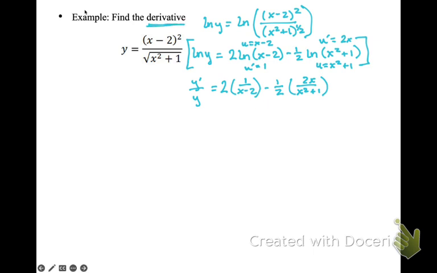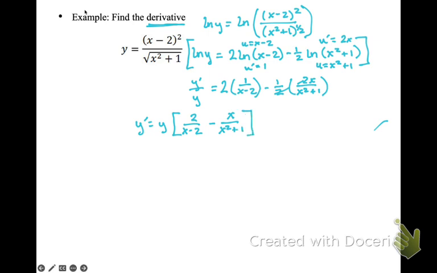But on the left-hand side, I have an extra what? Y. I have an extra y, so I need to multiply the entire right side by y. So I now have y times 2 over x minus 2 minus, the 2's reduce, 2x over x squared plus 1.